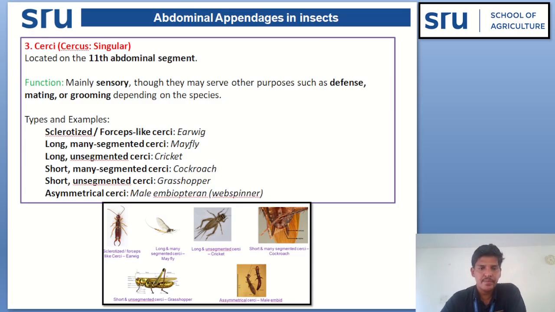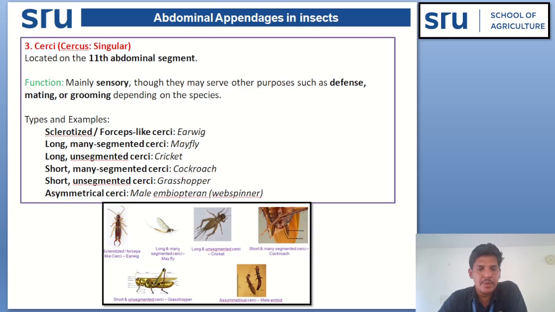Next, cerci. Cerci is located on the 11th abdominal segment. See here, this is the cerci. Mainly sensory in nature, though they may serve other purposes such as defense, mating, or grooming, depending on the species. See here types and examples of various kinds of cerci.